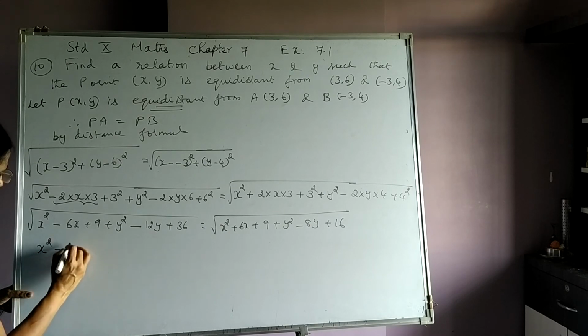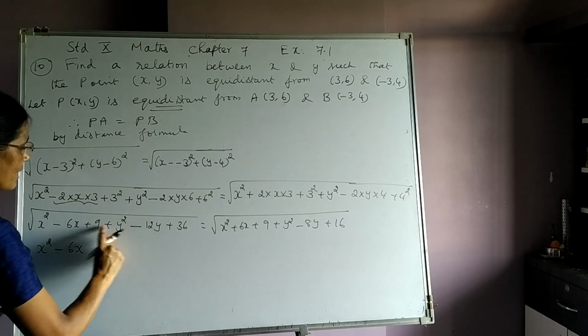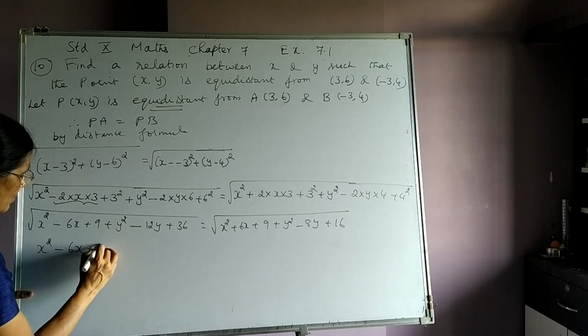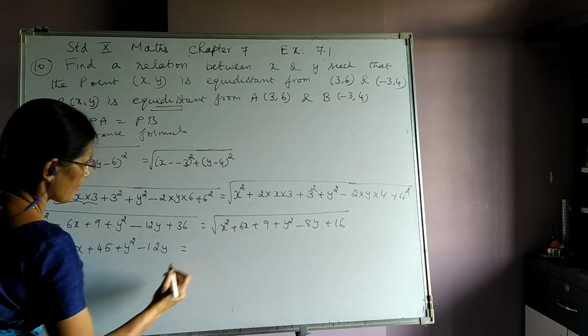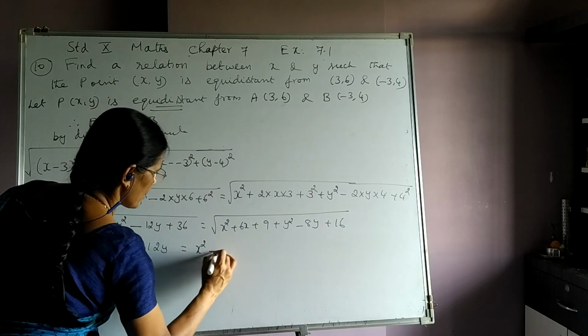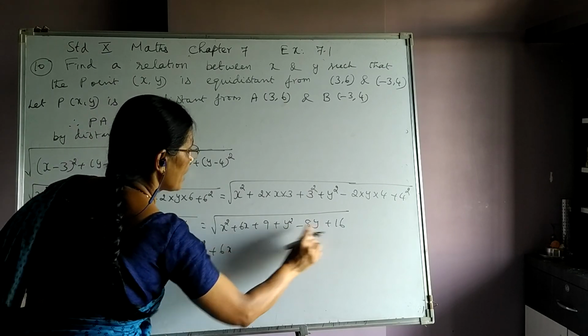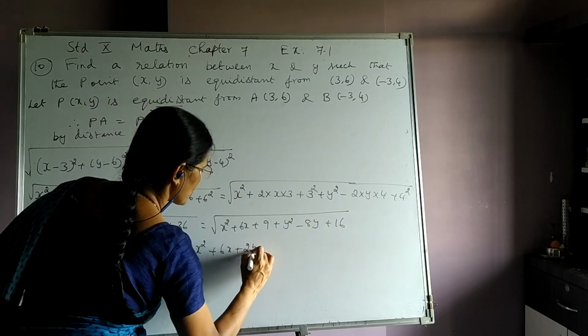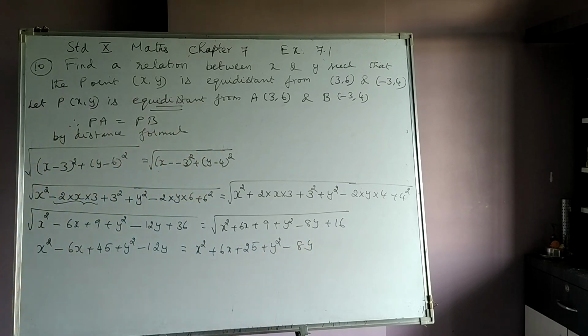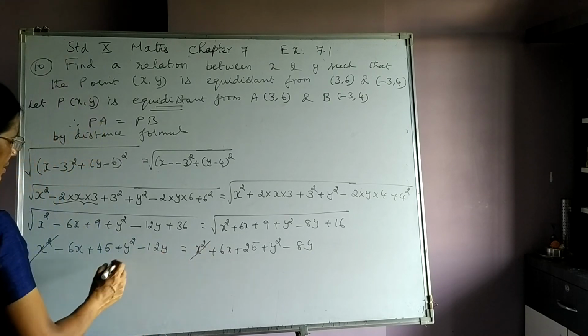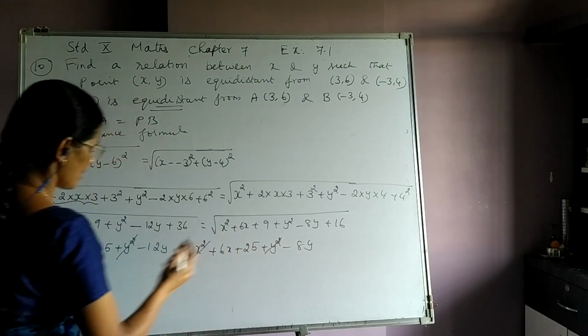So, we will get here x square minus 6x. I add the constants, 9 plus 36 becomes 45, plus y square minus 12y. Here x square plus 6x. 9 and 16 we are going to add, which is 25, y square minus 8y. There are some terms which are common. x square terms get cancelled. y square terms also get cancelled.